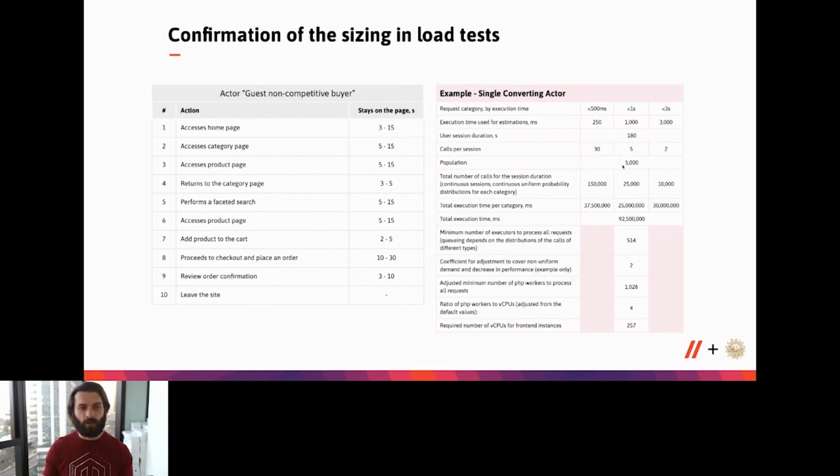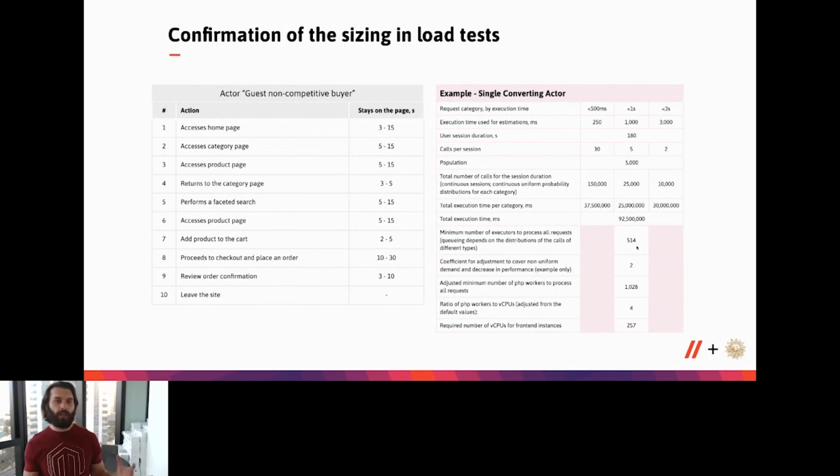Taking a population of 5,000 users, each with a session of 180 seconds executing that number of calls, it comes to a total execution time of 92,500,000 milliseconds. In order to process all of these at one time without a delay to any of the calls, the minimum number of workers would be 514 workers.